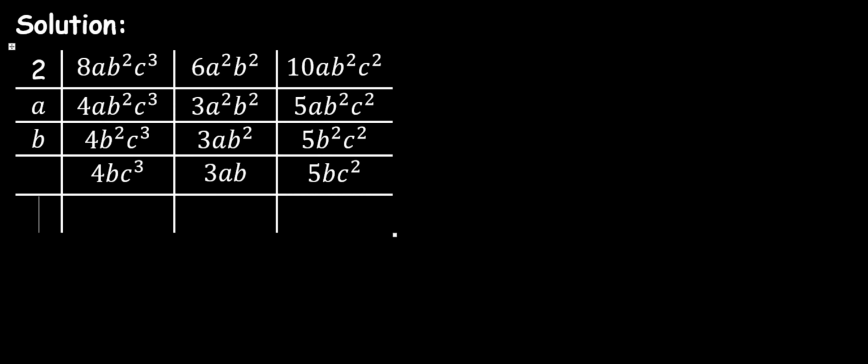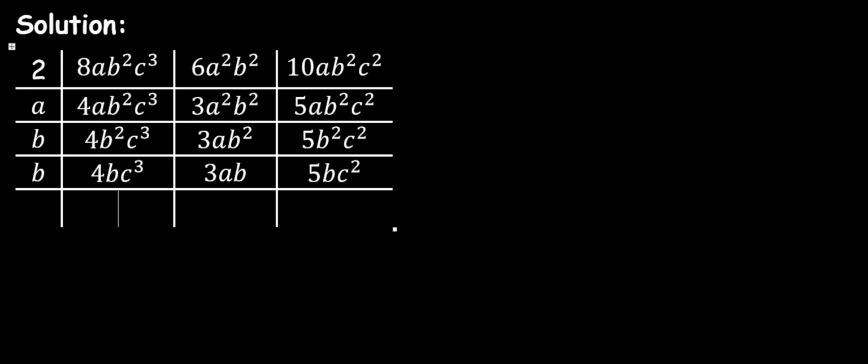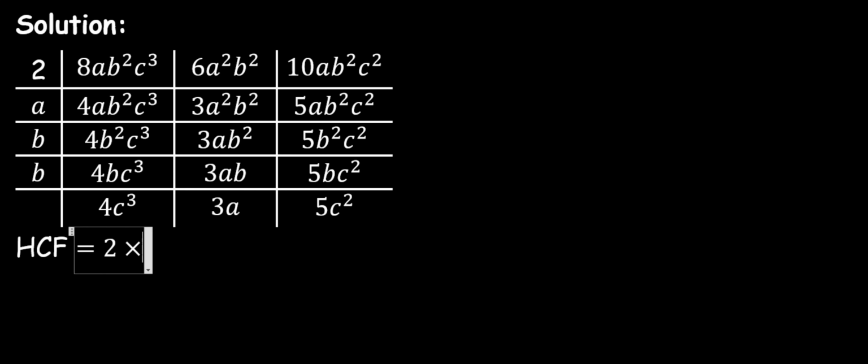When we observe our resultant value now, B can still be a common factor. B divided by B is reduced to just 4C cubed. Then the second value 3AB, when B divides, you will be left with 3A. And the last value 5BC squared, when B divides, you will be left with 5C squared. No other common letter can divide through. So we can conclusively say that our HCF will be equal to 2 times A times B times B, and that is equal to 2AB squared.